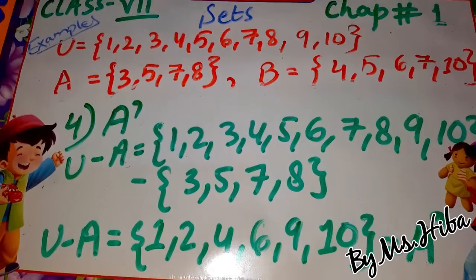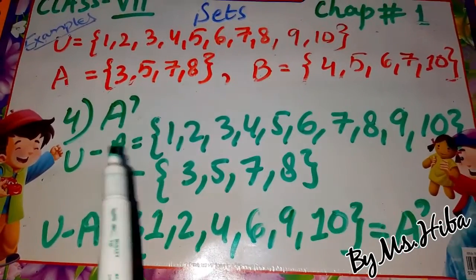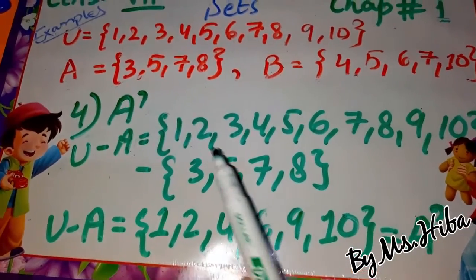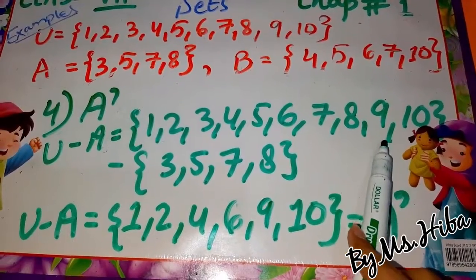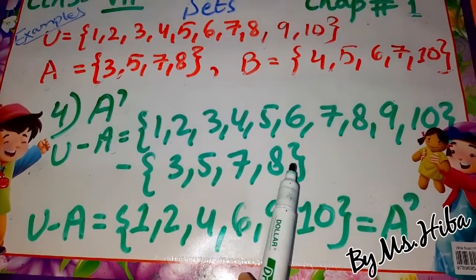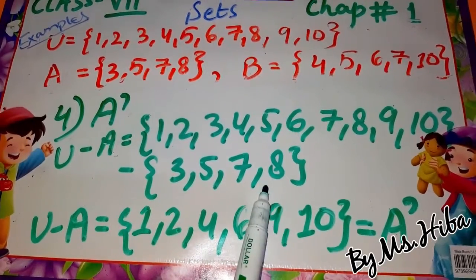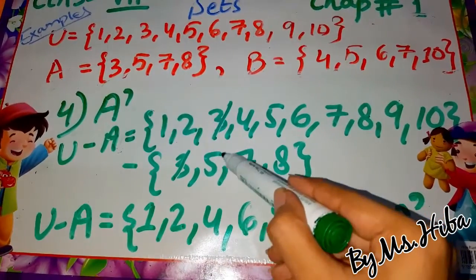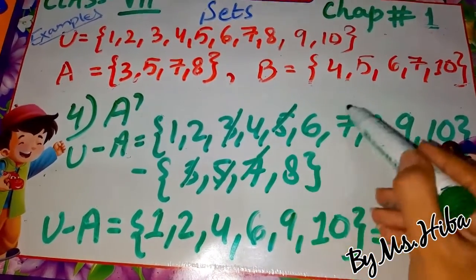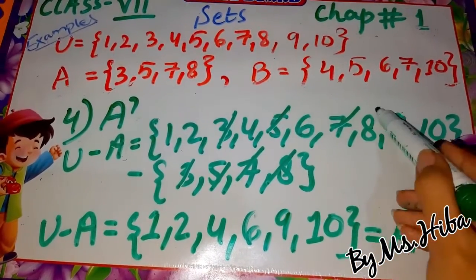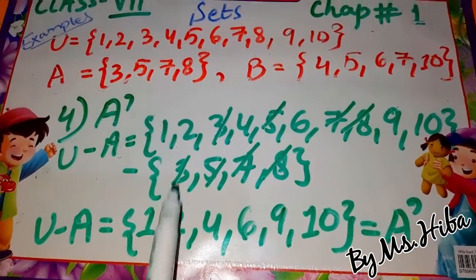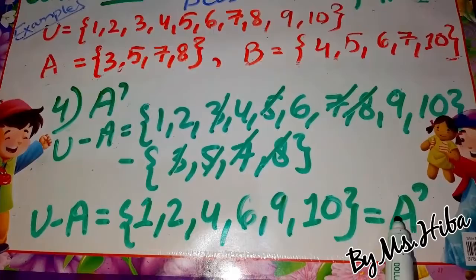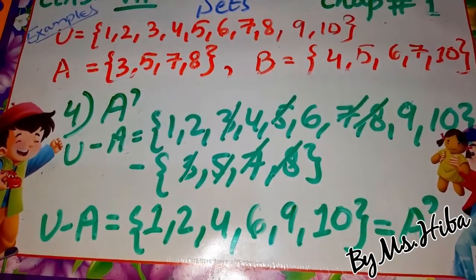Now check question number 4, which was A complement. We require the universal set for complement. I write the universal set first, then the difference sign, and then subtract set A from the universal set. The common numbers will cancel out: 3, 5, 7, 8. So we have left 1, 2, 4, 6, 9 and 10. It will be the answer for A complement.